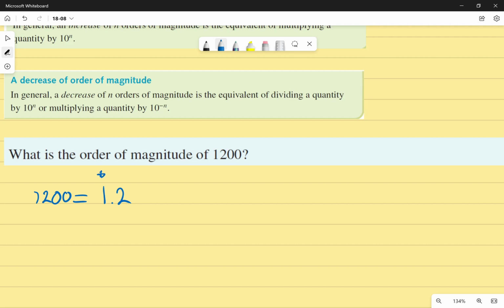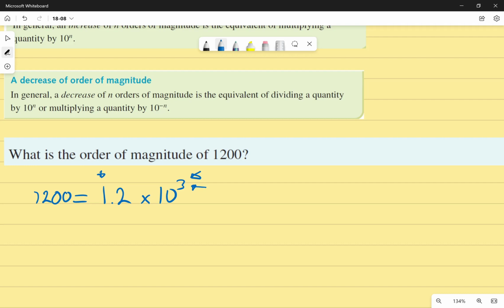We want to get it down to this, and then multiply it by 10 to the power of 3. We get that first digit by itself by dividing by whatever it is, and we figure out how to express it in terms of 10. Whatever power that is, the number up here, is our order for this number. So in this case, this number, 1,200, has an order of magnitude of 3, because n is equal to 3.